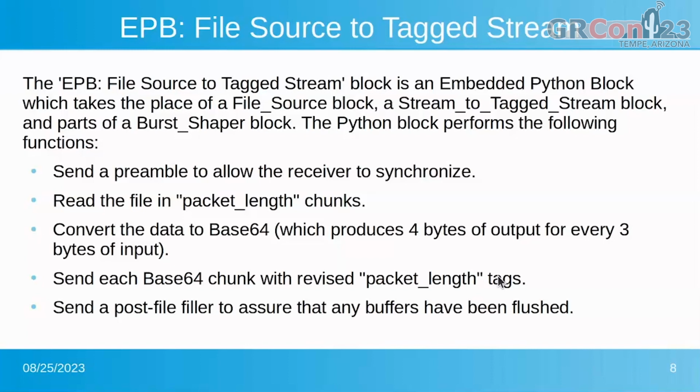Now let's look at the embedded Python block. It takes the place of a file source block, a stream to tagged stream block, and parts of a burst shaper block. So it does the following things. It sends a preamble to allow the receiver to synchronize. It reads the file in packet length chunks and then converts those chunks to base 64 so I can send any file type with no problems. Base 64 produces 4 bytes of output for every 3 bytes of input, and it's in ASCII code.